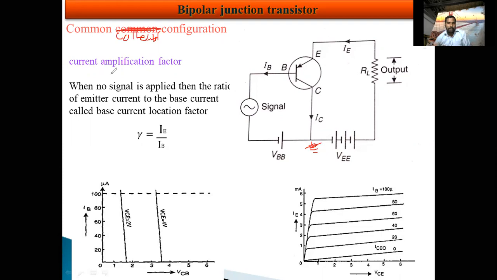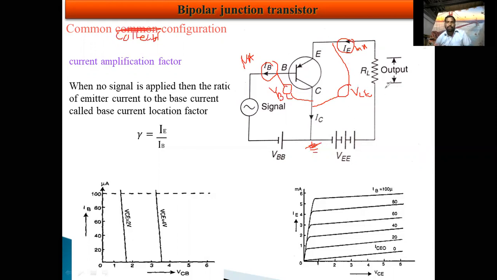In the common collector configuration also there are two characteristics, one is input characteristics and another is output characteristics. To take the input characteristics, the input current IB is measured using a microammeter. The input voltage is measured as VBC. The output current IC is measured in a milliammeter. The output voltage is taken as VCE.